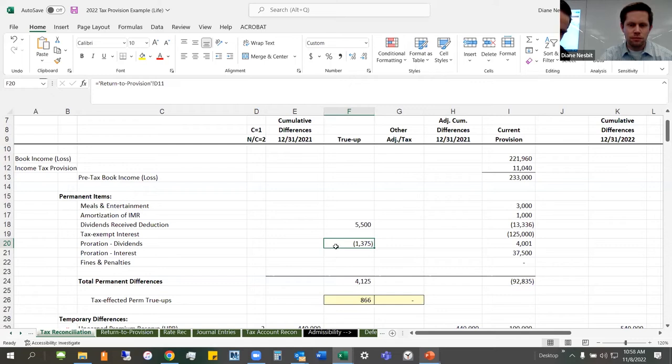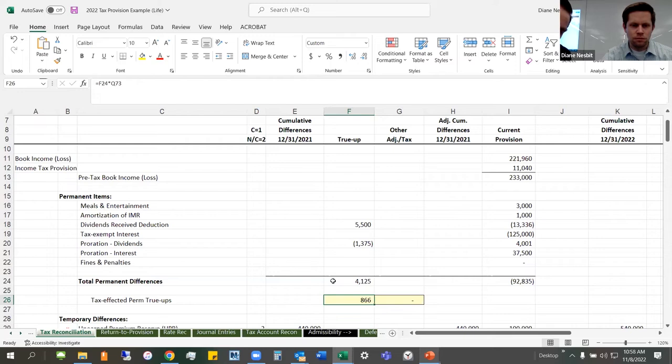Like that DRD, where we're saying we overstated it by 5,000, that's never going to reverse, where in a future year it's going to be negative 5,500. That difference is always going to exist. So we don't carry any deferred balances related to permanent differences. The purpose of the true up of permanent items is just to say, we were wrong. We used some estimates on our provision. We understated our taxable income on our provision by 4,125.